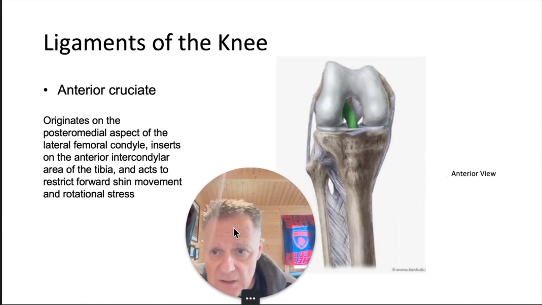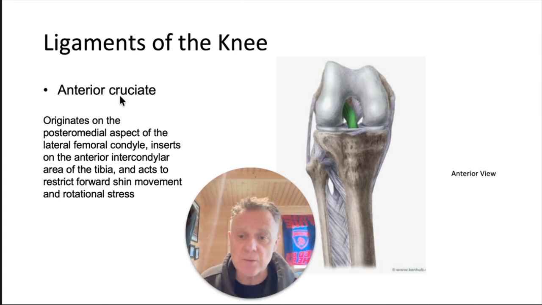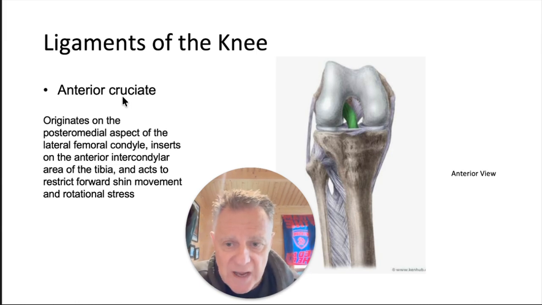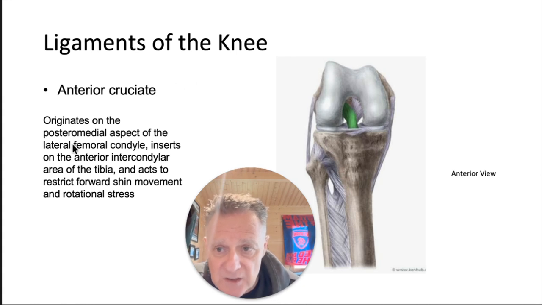Okay, the anterior cruciate. Now, when we make reference to the cruciates, we talk about location as it pertains to the tibia. So what does that mean? If we're talking about the anterior cruciate, it inserts onto the anterior intercondylar area of the tibia. So anterior cruciate to the anterior aspect of the tibia, right?